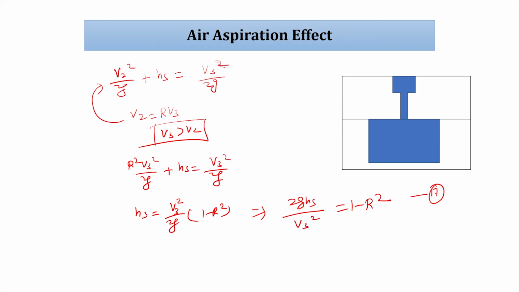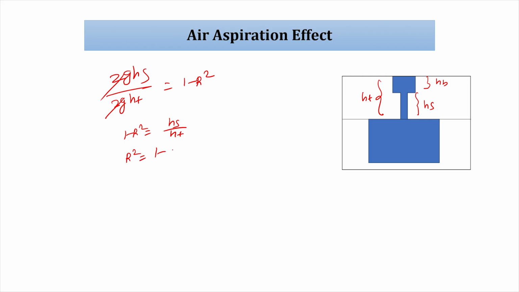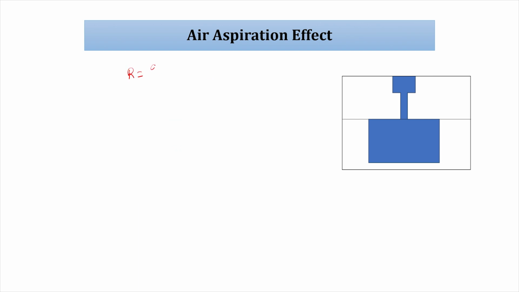So I am writing 2g HS divided by 2g HT equals 1 minus R square. HB is HS plus HT. So 1 minus R square equals HS by HT, R square equals 1 minus HS by HT, that is HT minus HS divided by HT, isn't it? R square equals HT minus HS, which is HB, divided by HT. R equals A3 by A2.